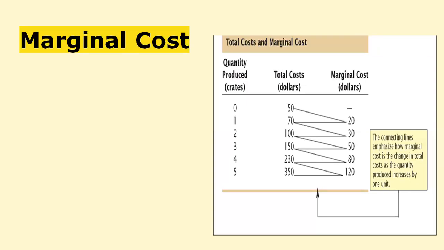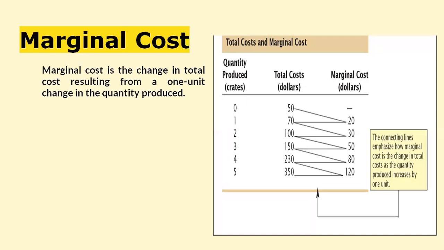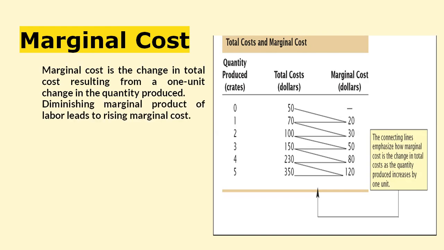Marginal cost. Marginal cost is the change in total cost resulting from a 1 unit change in the quantity produced. Diminishing marginal product of labor leads to rising marginal cost.